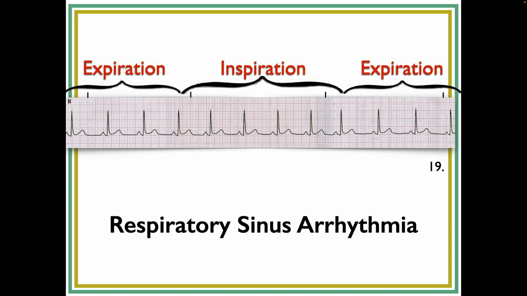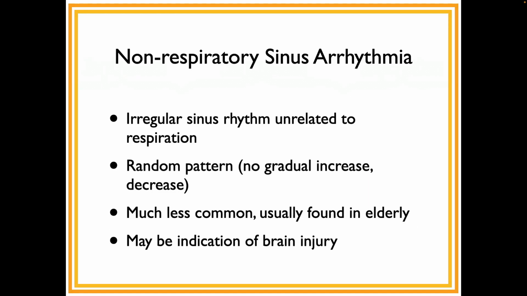It's just, the younger a person is, the more, kids have a lot of parasympathetic tone, so, yeah. Okay. Far less common is non-respiratory sinus arrhythmia. It has nothing to do with respiration. Nothing to do with respiration. It's a random pattern. This is one of the irregular types. It usually is found in the sick elderly, not just plain old elderly, but sick elderly, and maybe an indication of a brain injury.